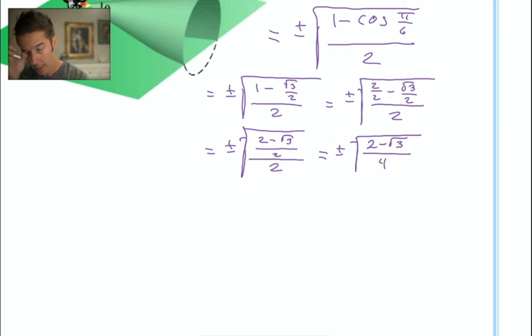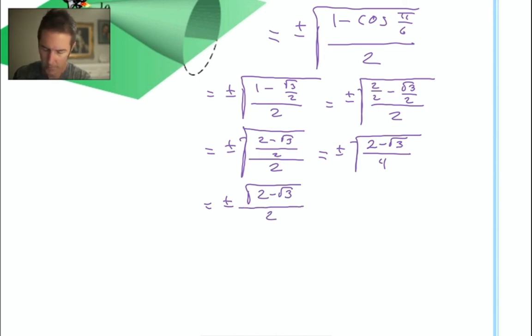And we said that the square root of a fraction is equal to the square root of the numerator, the square root of 2 minus root 3, all divided by the square root of the denominator. The square root of 4 is equal to 2. So that should be our final answer, right? It used to be, it's not anymore.